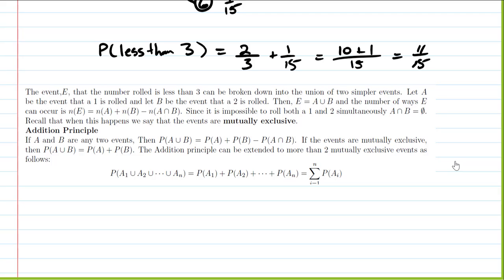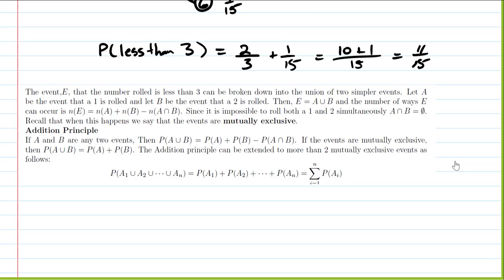So the event E that a number rolled is less than 3 can be broken down into the union of two simpler events. So let A be the event that a 1 is rolled, and let B be the event that a 2 is rolled. Then E is equal to A or B. And the number of ways that E can occur is equal to this formula that we saw before. The number of things in A plus the number of things in B minus the number of things in A and B.